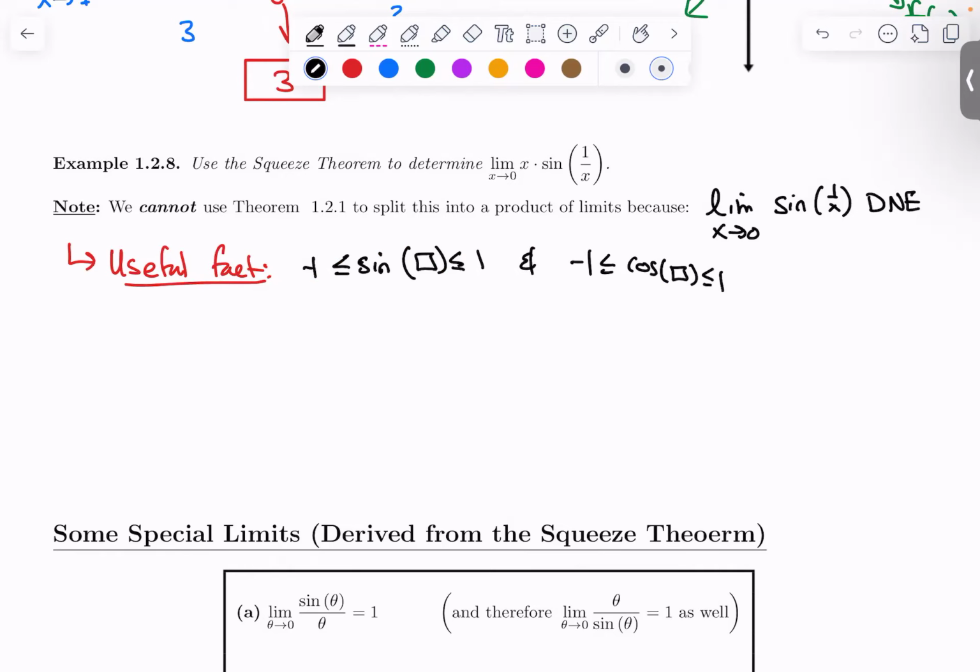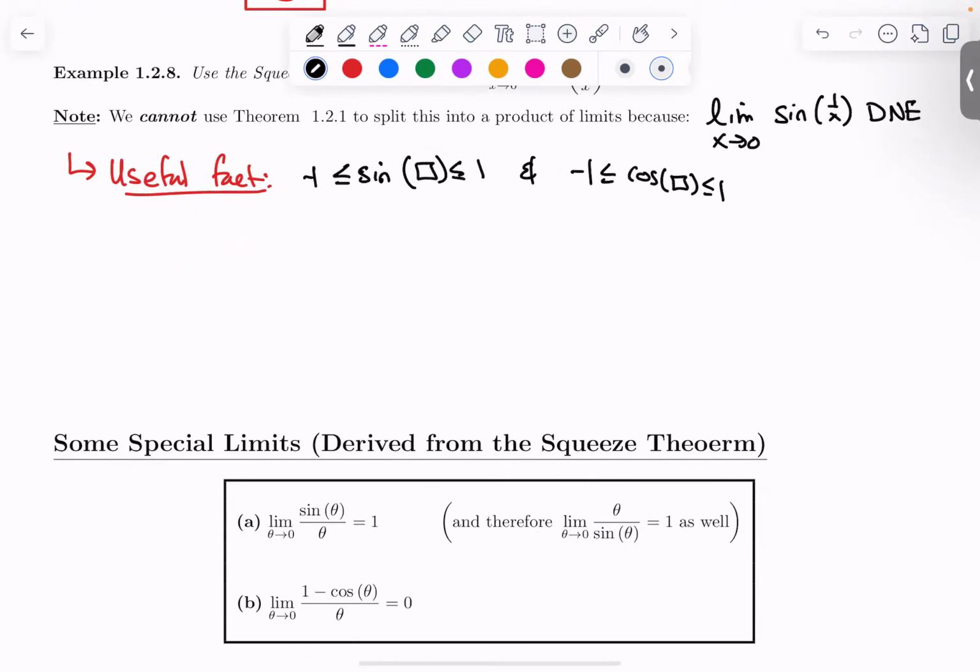So in particular, we now have, therefore, -1 is less than or equal to sine of 1 over x is less than or equal to 1. Now, I know that doesn't seem like that big of a deal, but it actually is. Because the middle thing inside this compound inequality is very, very close to what we need.